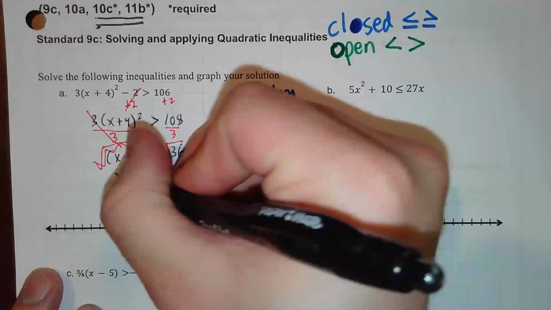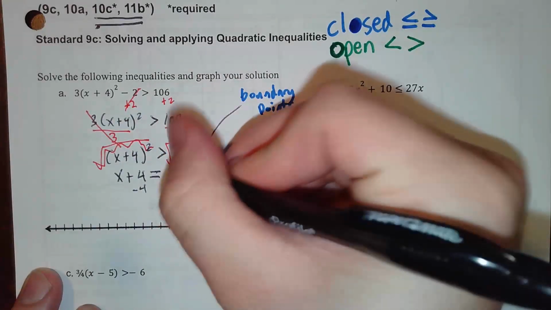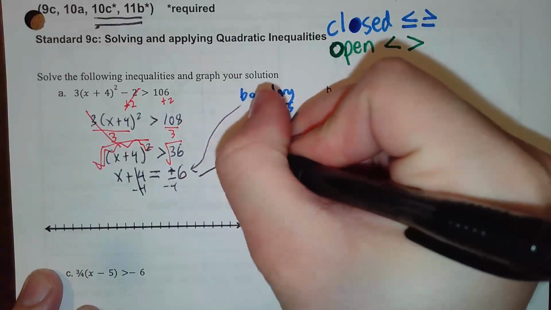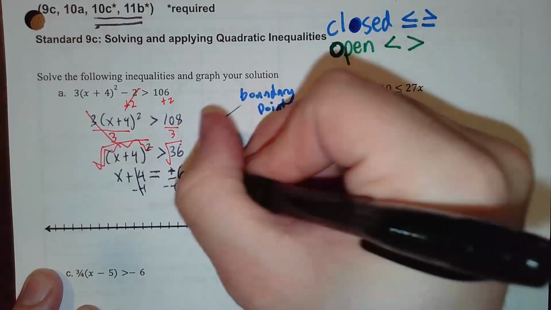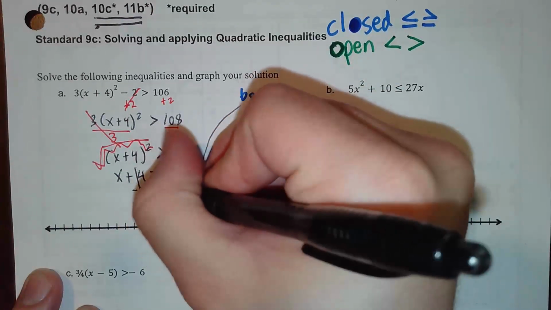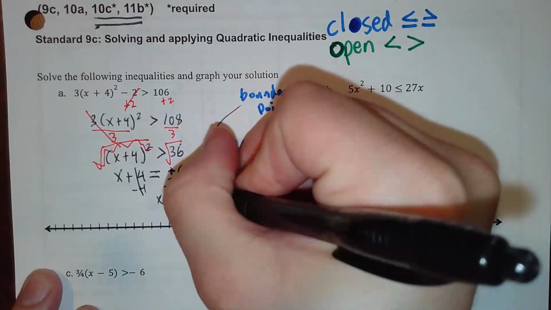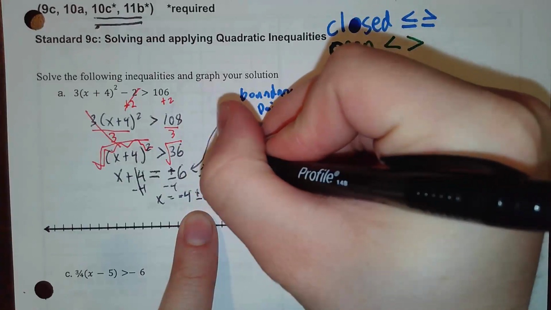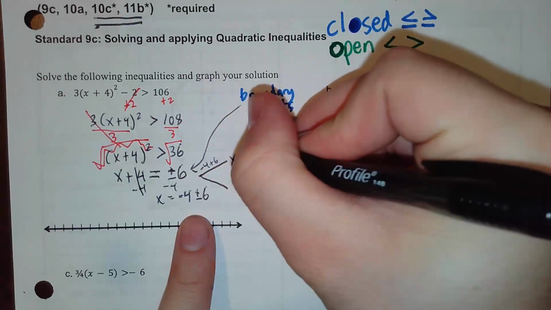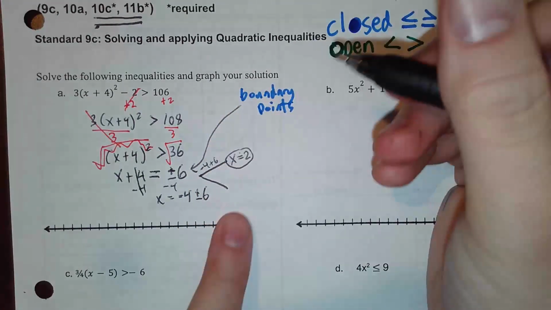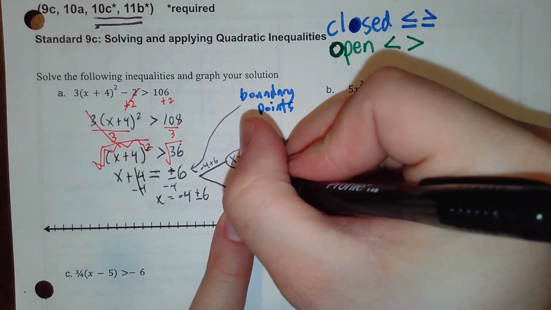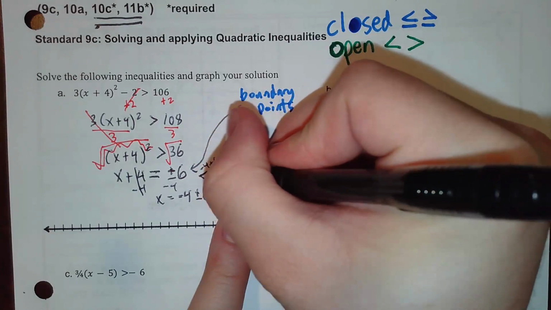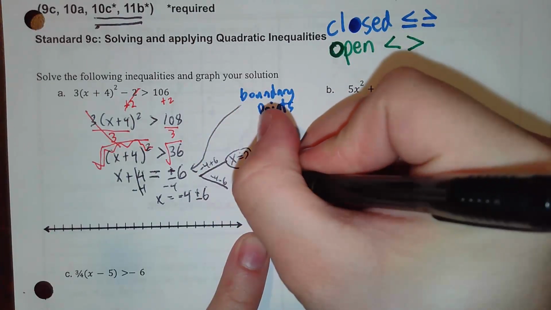So finally I'm going to go ahead and subtract 4 from both sides, and that leaves me with 2 solutions. x equals negative 4 plus or minus 6. So we're going to get negative 4 plus 6, that's going to be x is 2. That's our first boundary point. And our second boundary point is going to be negative 4 minus 6, which is negative 10.